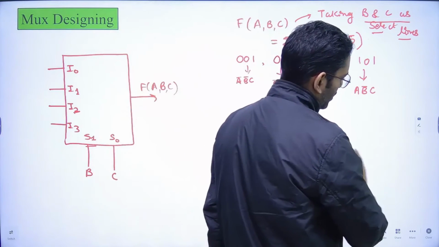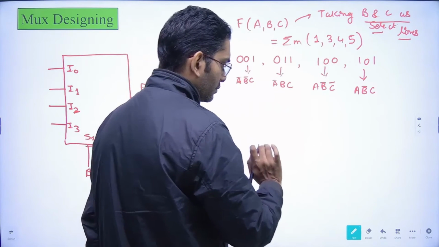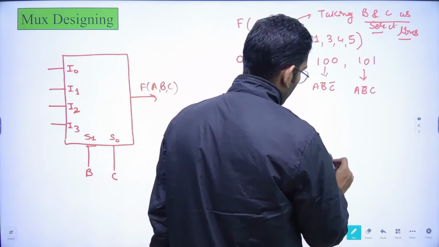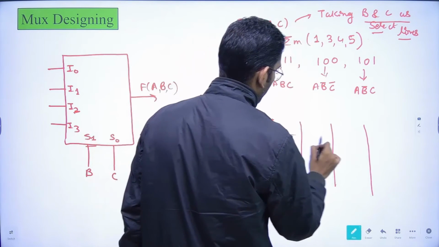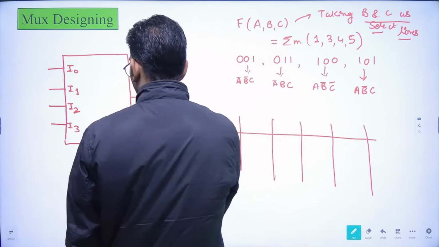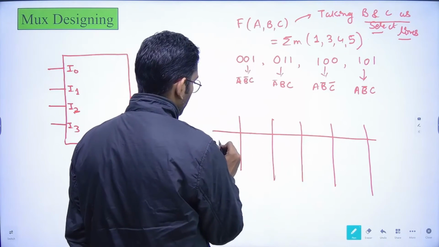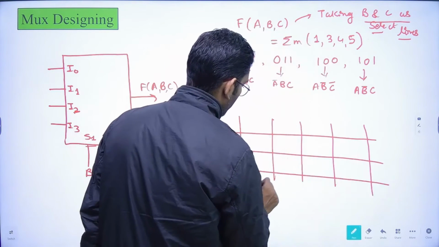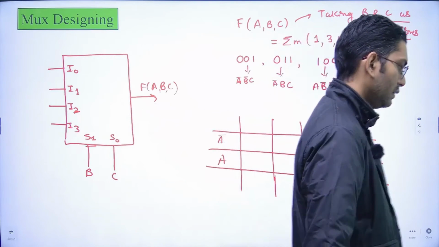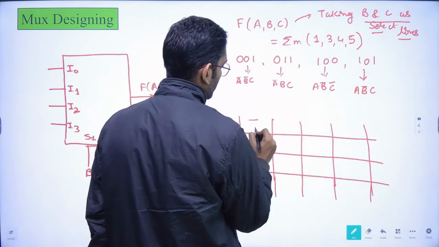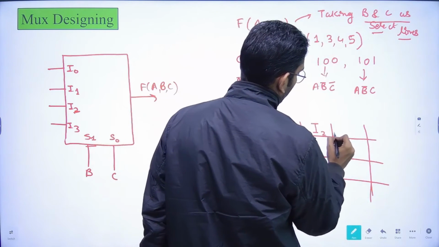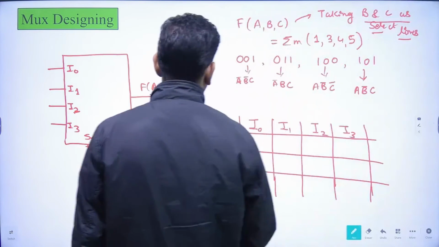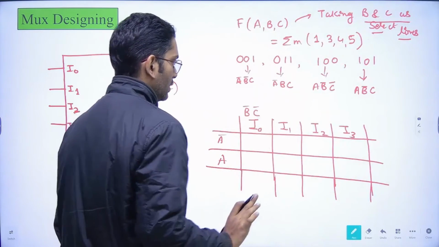Whatever K-map or table we are making, you just understand the method. We have taken the select lines B and C. The remaining variable is A. So A bar and the next variable is A. Then I0, I1, I2 and I3, these are basically the inputs. I0 would be selected when we have B bar, C bar as the select lines.